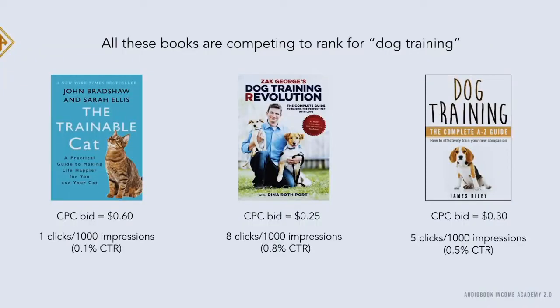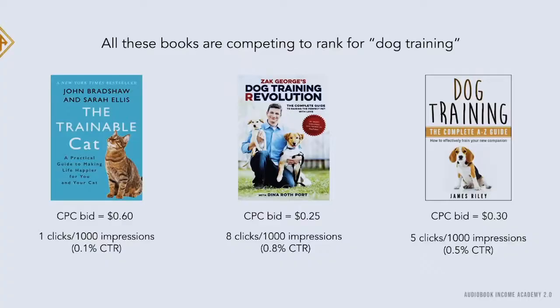Not the case though, because a very realistic click-through rate for these 3 books, since it's searching dog training, they're most likely not going to click on the cat training book. So about a 0.1% click-through rate, which I would probably expect to be even lower than that, is realistic for a famous dog training book.